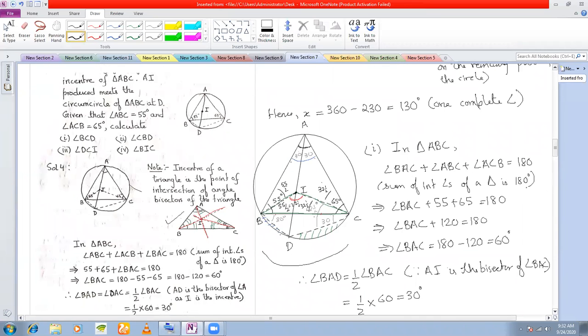I repeat again, please do not confuse I with the center of the circle. I is not the center of the circle. I is simply the incenter of the triangle.